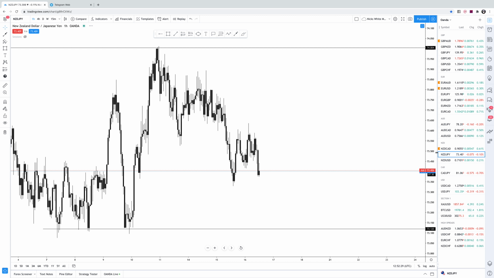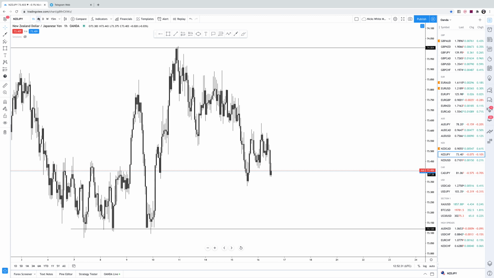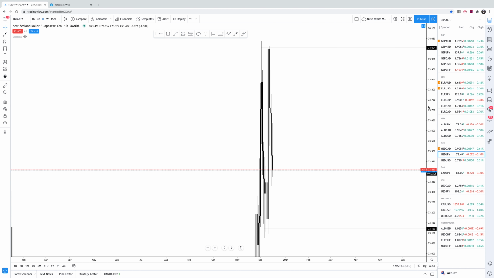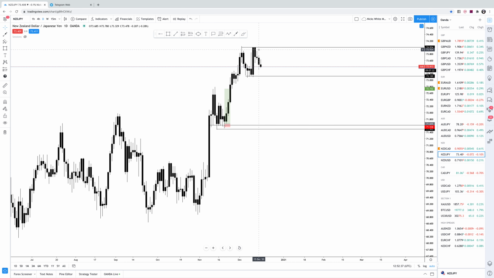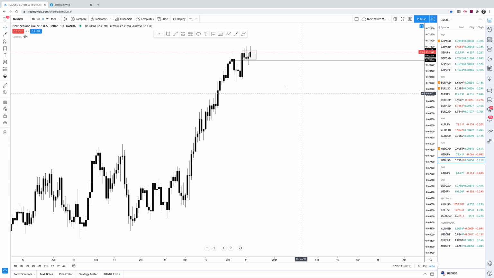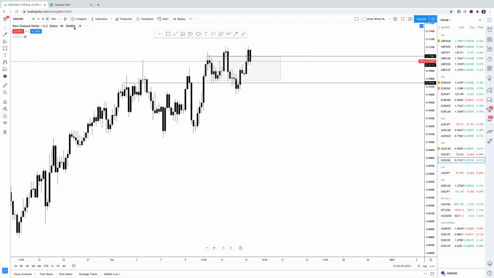So as far as other pairs, I don't see a ton of other stuff going on right now. Starting on the daily, New Zealand dollar JPY rejected a daily high recently. Maybe it'll come back to support. No trades right now though. New Zealand dollar USD. Ooh, I really thought this thing was going to break last night.